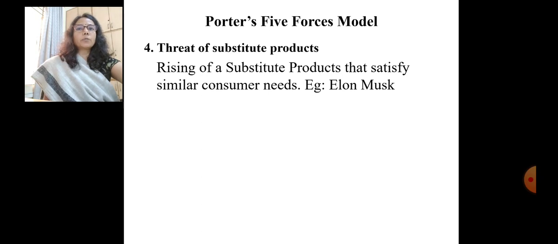Well, regarding the threat of substitute products, the rise of a substitute product satisfies similar consumer needs. Potential factors are buyer propensity to substitute, relative price performance of the substitute, buyer switching cost, perceived level of product differentiation, number of substitute products available in the market, ease of substitution, standard product quality depreciation, and availability of close substitutes. Well, the rise of substitute products that satisfy similar customer needs. A very good example is Elon Musk.